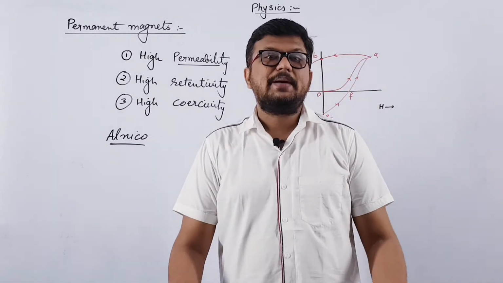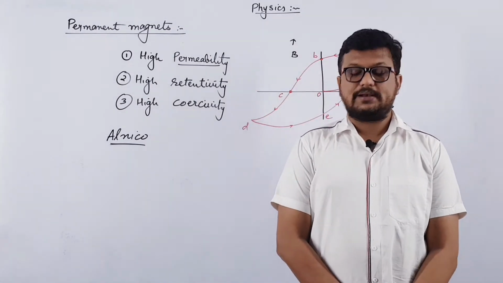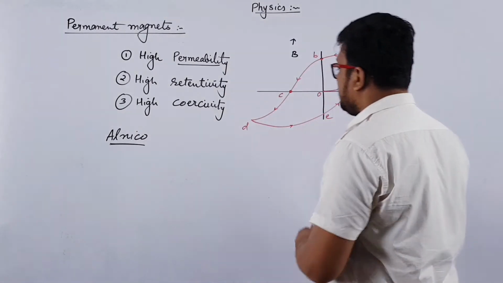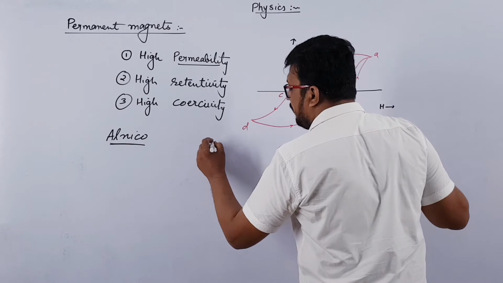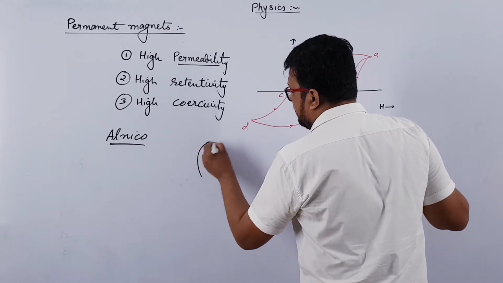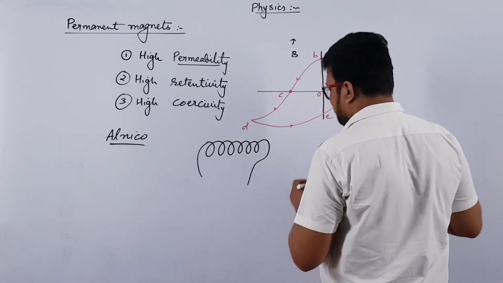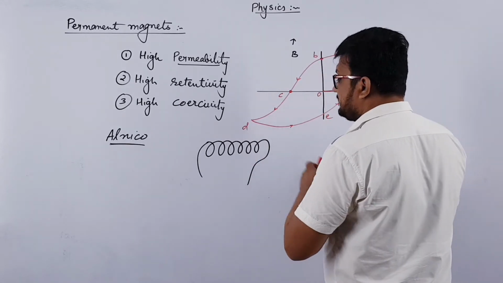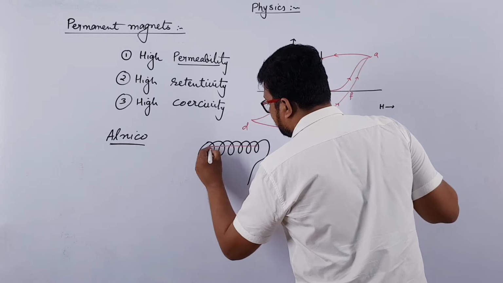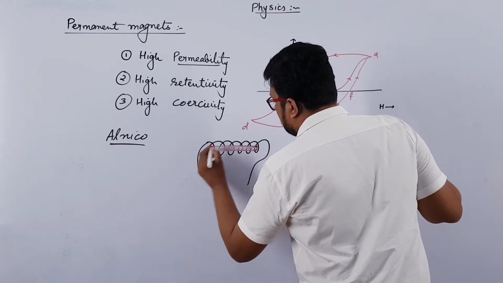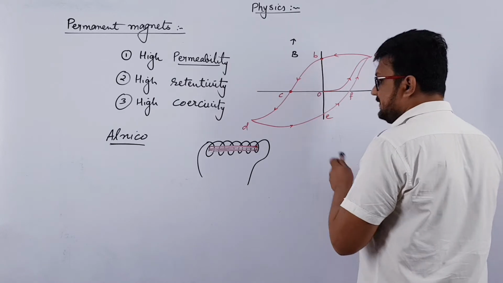So how to prepare this kind of temporary magnets or electromagnets? Basically, the best way is to take a soft iron rod and place that soft iron rod in a solenoid. Let us say this is the solenoid. In this solenoid, we will place a soft iron rod. Right. So this is the soft iron rod inside this solenoid.